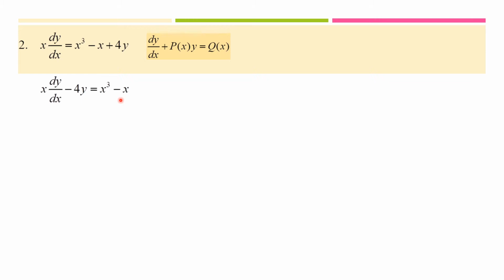Next step is to ensure that the coefficient of dy/dx is 1, and that can be done by dividing the whole equation by x. So we get dy/dx minus 4 over x times y is equal to x squared minus 1. So this is now the standard linear equation, where y is the dependent variable.